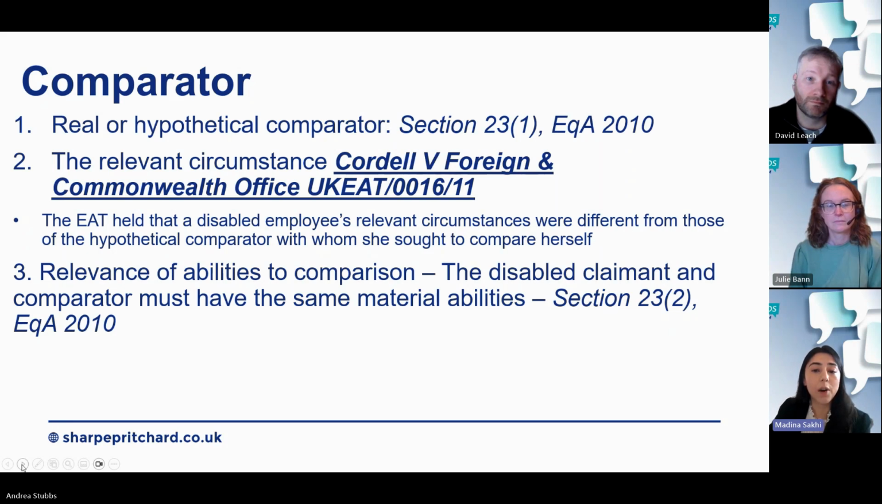In this case, the ET held that a non-disabled employee with children was not an appropriate hypothetical comparator for a direct discrimination claim. This involved an applicant who had an offer of a senior diplomatic post abroad, which was withdrawn due to the cost of providing the necessary support for her disability.